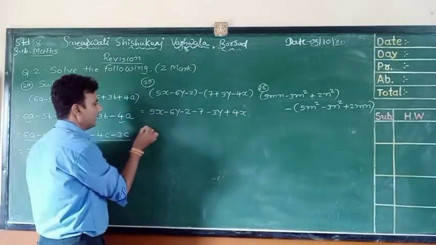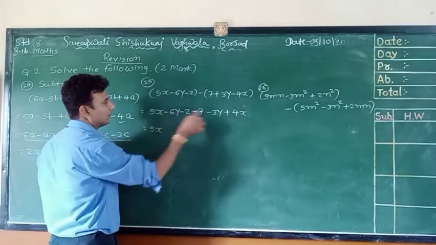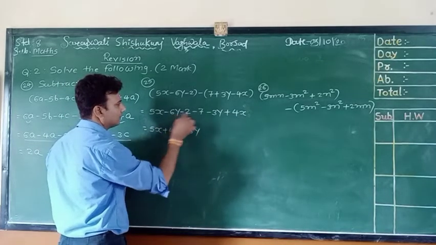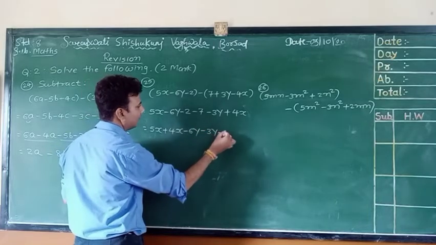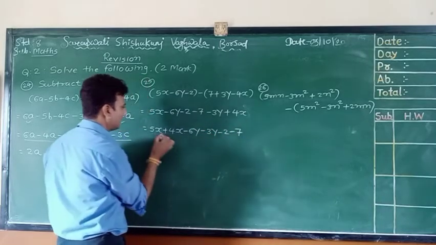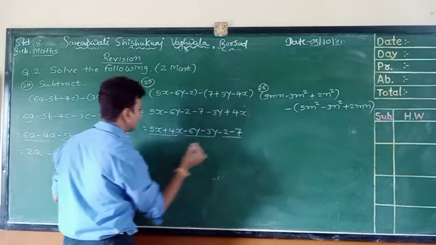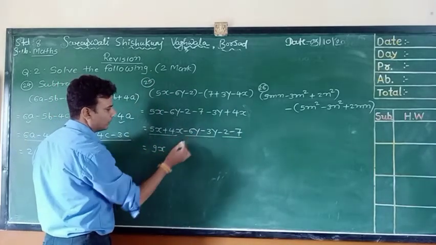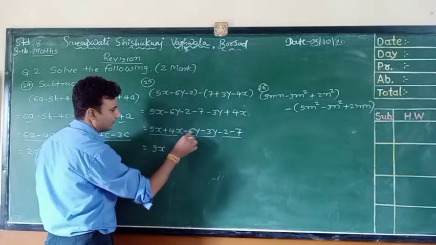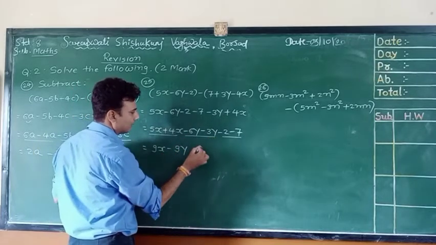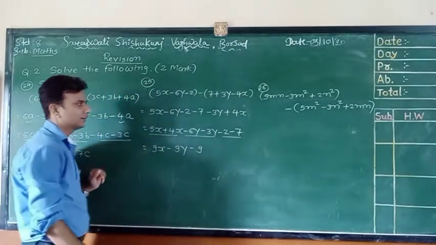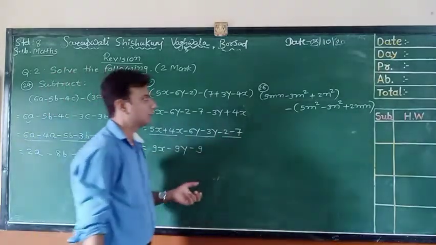Okay. Now like terms: 5x plus 4x minus 6y minus 3y minus 2 minus 7. These are like terms. 5 plus 4 is 9x. Minus 6 minus 3 is 9y, with a minus sign. Minus 7 minus 2 is 9, with a minus sign. Now you write the sixth sum.